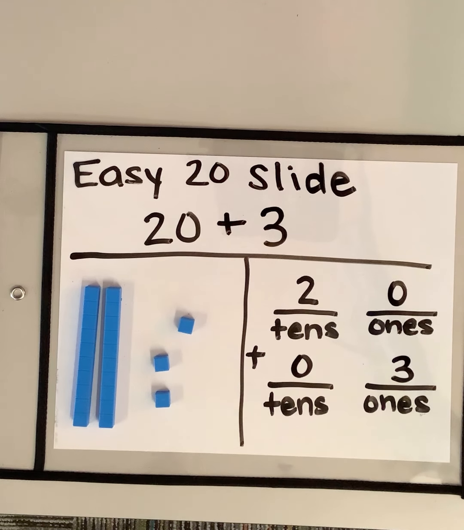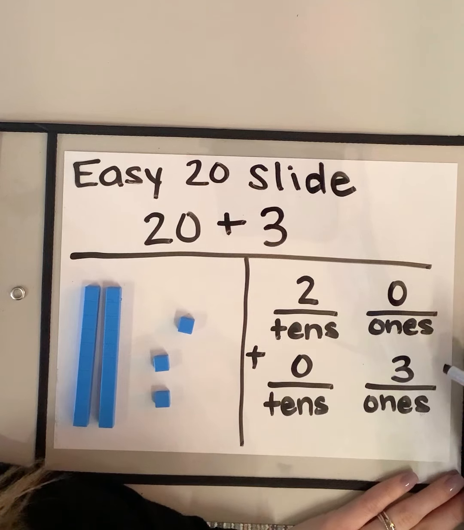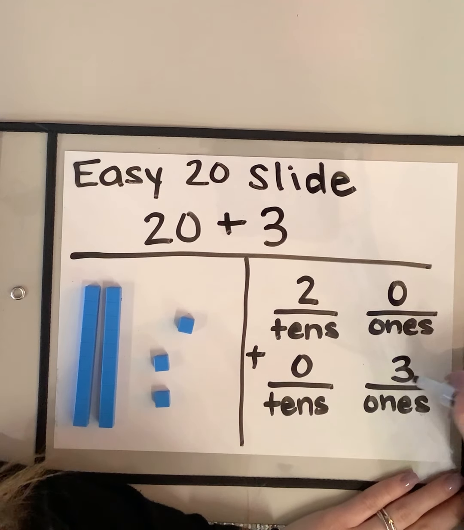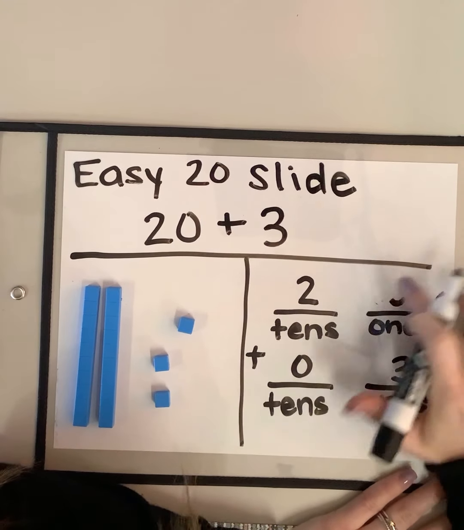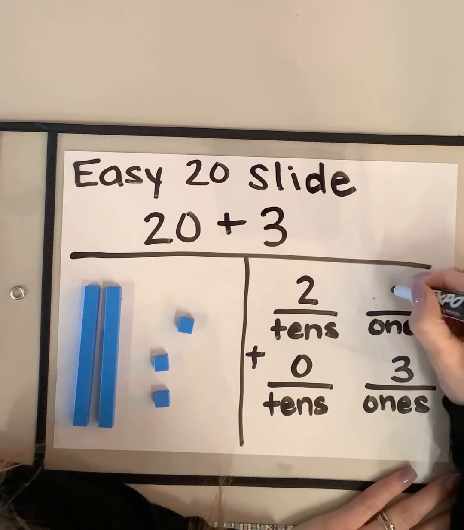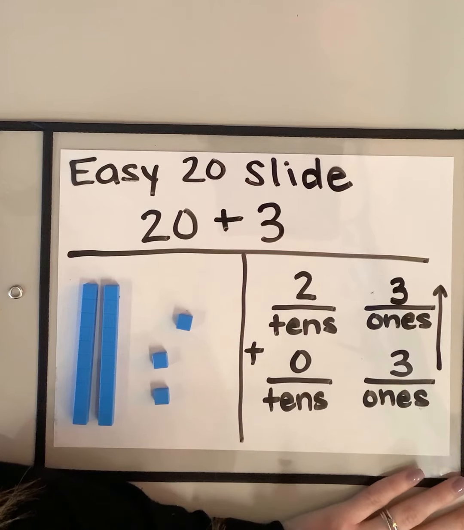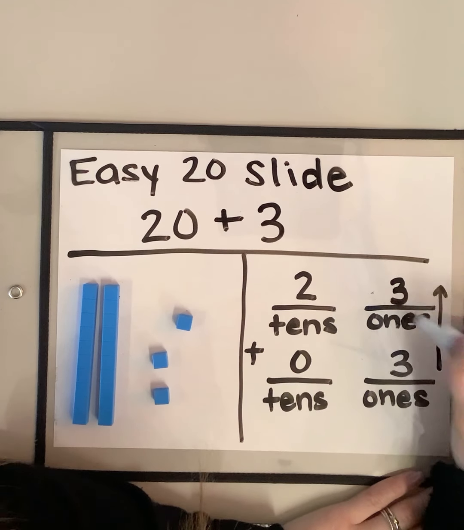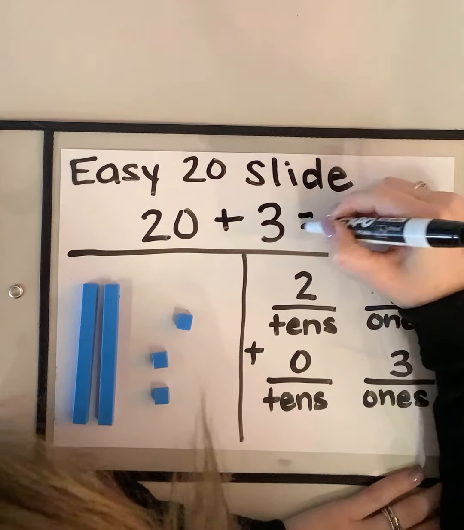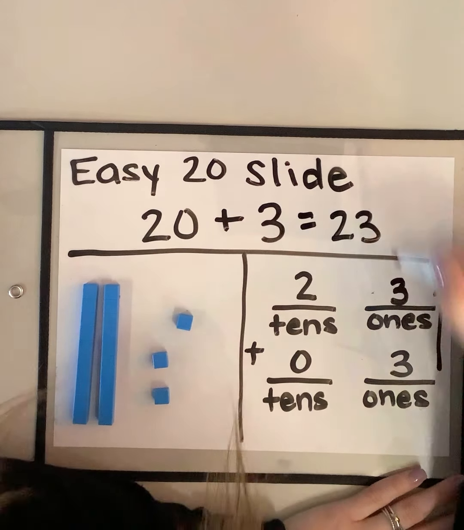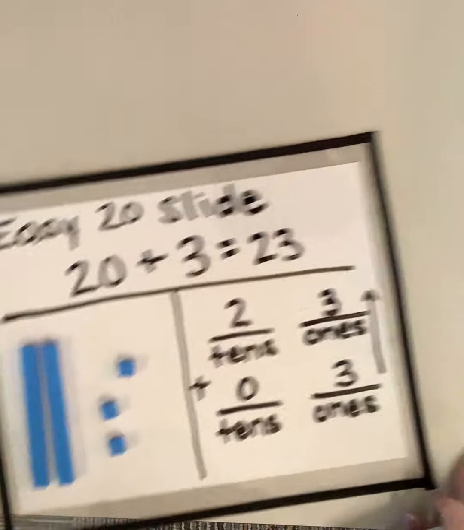Just like the Easy 10 slide, I do the same thing for the Easy 20 slide. I'm going to take this 3 ones and I'm going to slide them up to my 0. My 0 turns into a 3. It takes the place of the 0 because it slides up to it. So 20 plus 3 equals 23. Let's try another example, and I want you guys to help me.